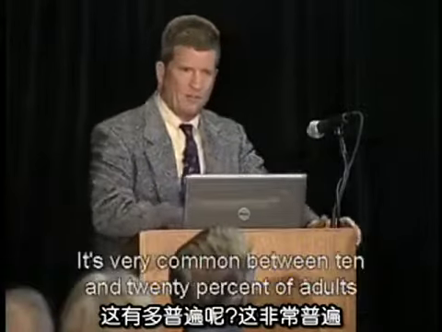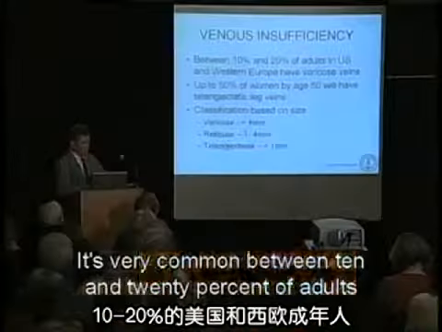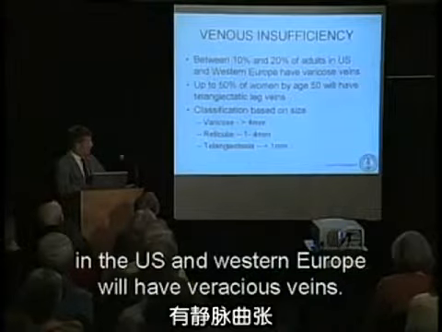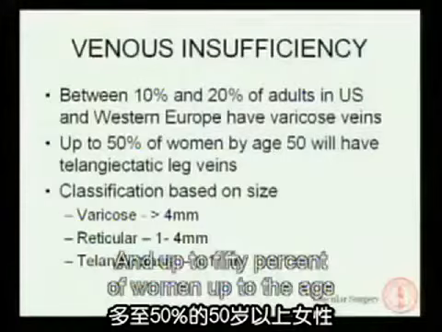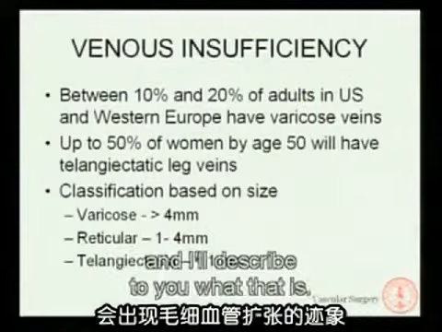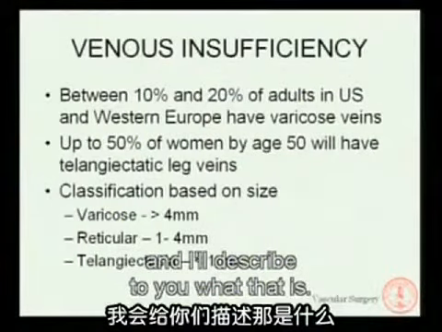Well, how common is this? It's very common. Between 10 and 20% of adults in the U.S. and Western Europe will have varicose veins. Up to 50% of women by the age of 50 will show some sign of telangiectatic veins, and I'll describe to you what that is.